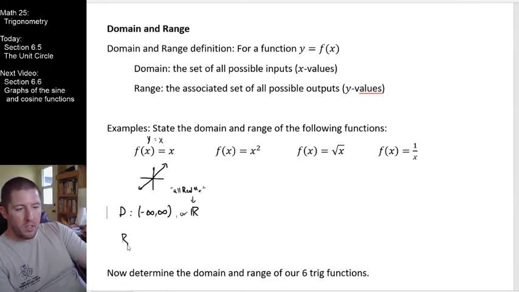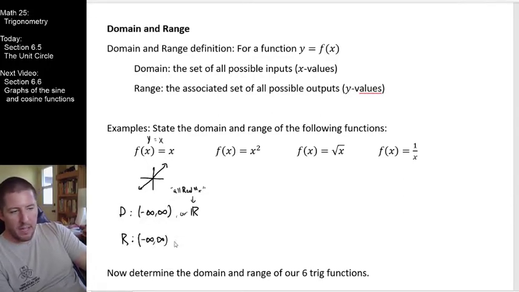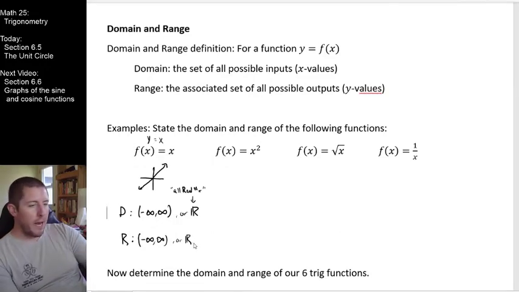Our range associated with this, and by the way, the R I'm using for range is different from the double stick R, which indicates a number set. Similarly here, we can see that this graph goes down forever and goes up forever and doesn't miss anything in between. So that also says to me negative infinity to positive infinity, or all real numbers, is an acceptable range for this function.